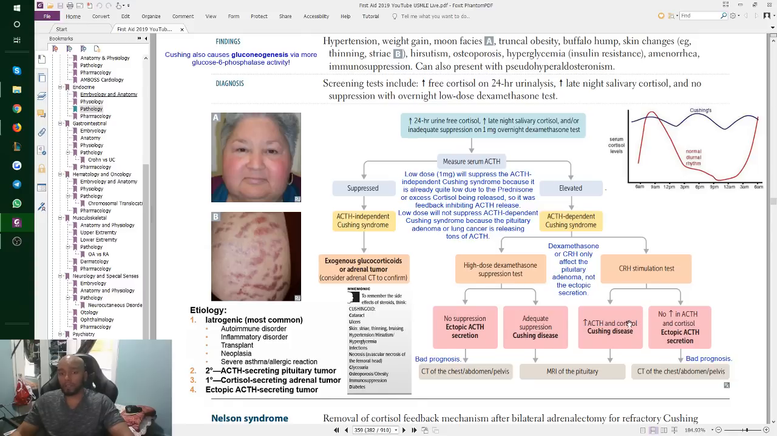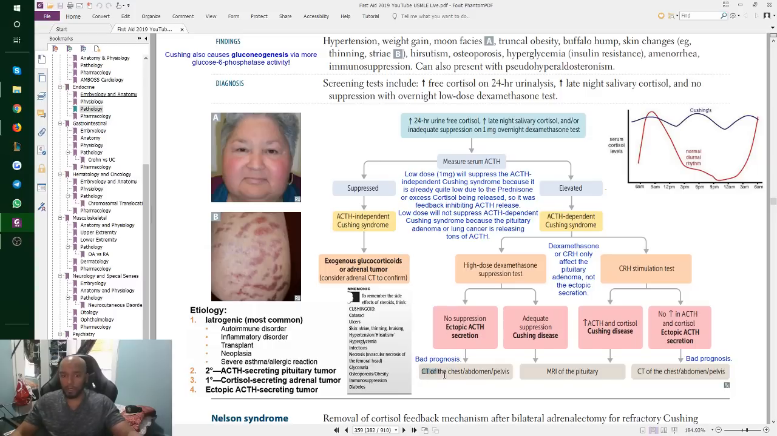If neither of those scenarios happen, giving dexamethasone doesn't change the amount of ACTH secretion, and giving CRH doesn't change the amount of ACTH secretion. That means that wherever this ACTH is coming from is unorthodox. It doesn't respond to normal negative feedback mechanisms. So you can see no suppression, right? This means this is an ectopic ACTH secretion.